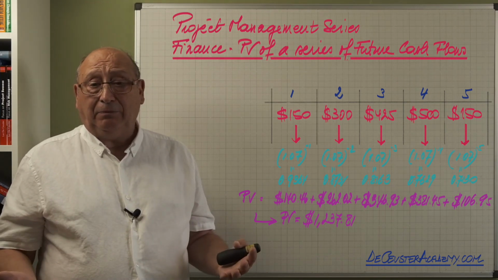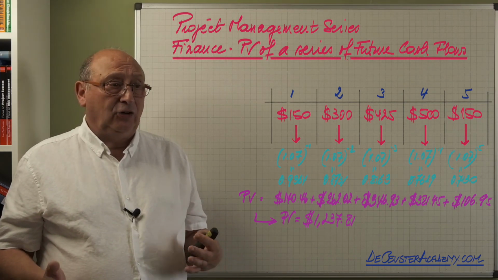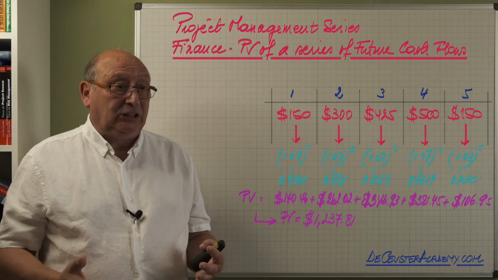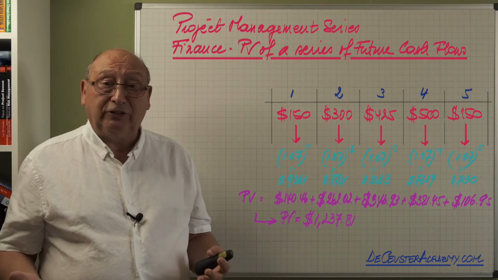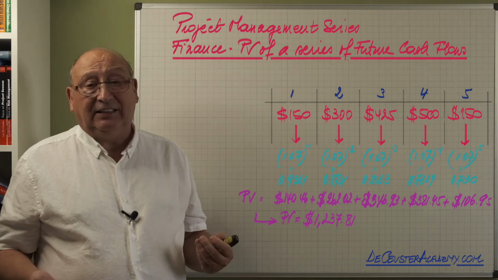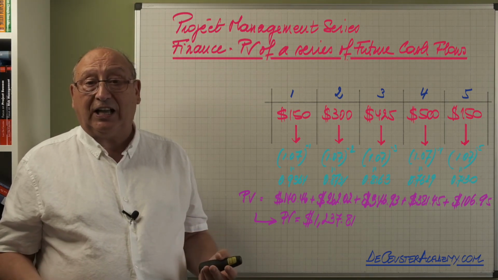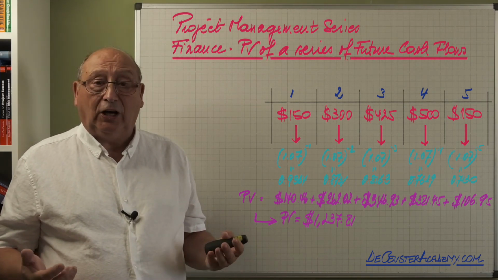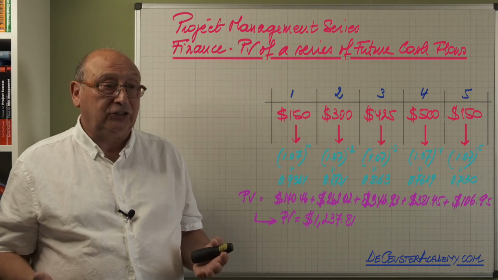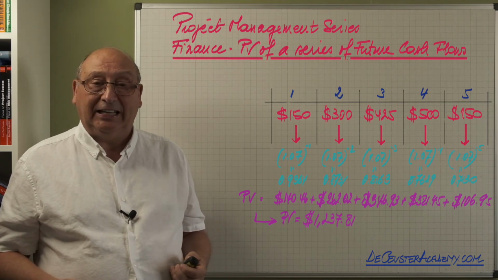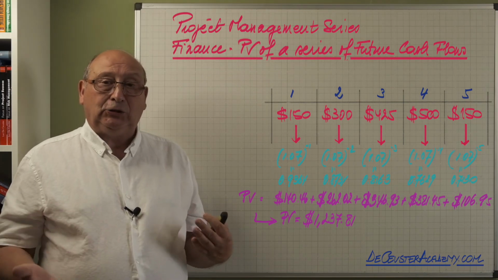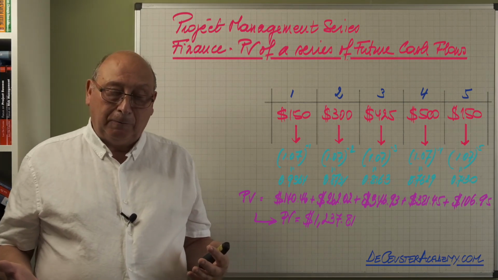To find the present value of all these cash flows, we take the sum of all of them, and we find that the present value of all these cash flows is equal to $1,237.81. Now, why is present value so important?